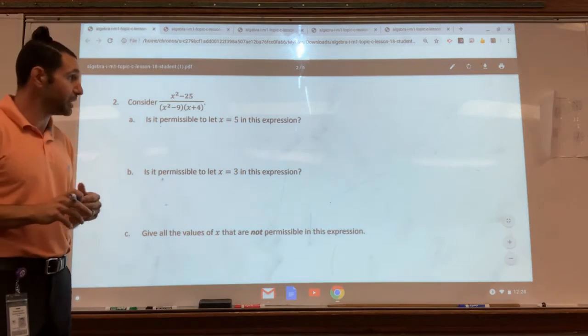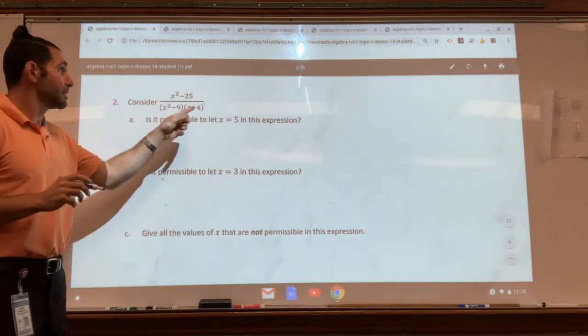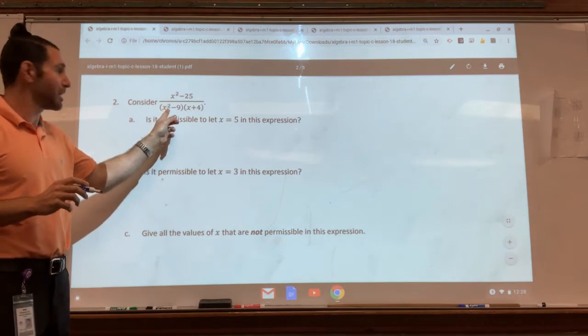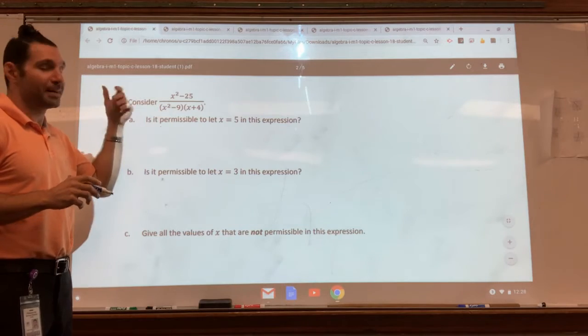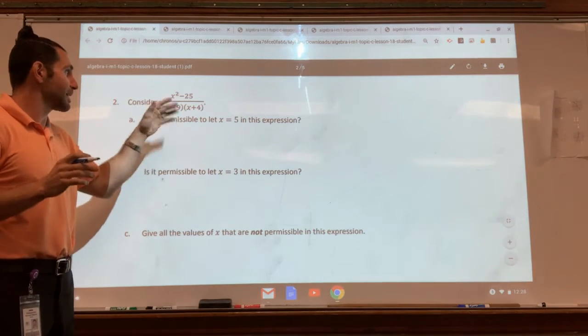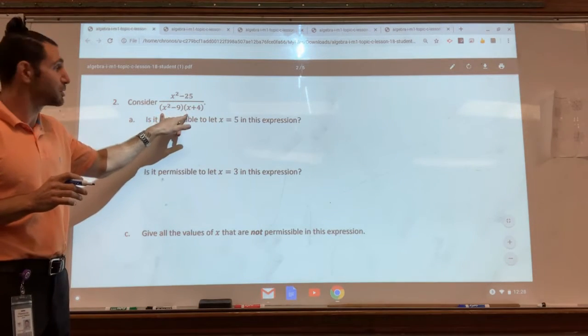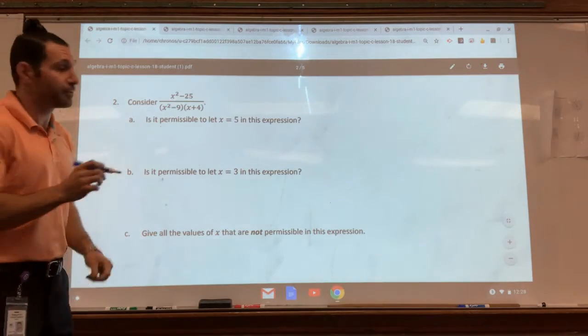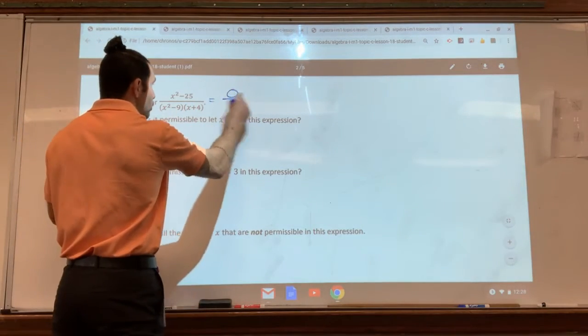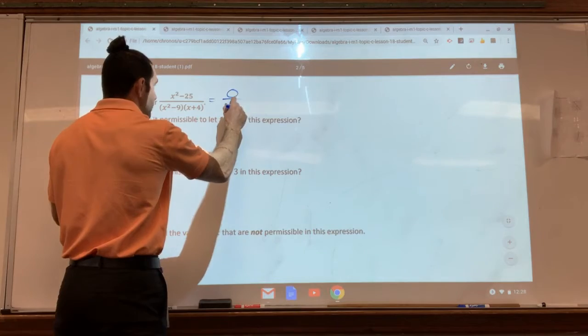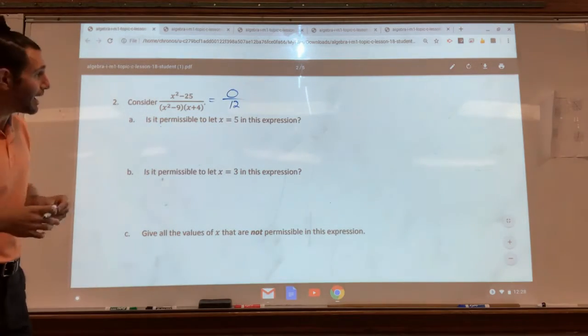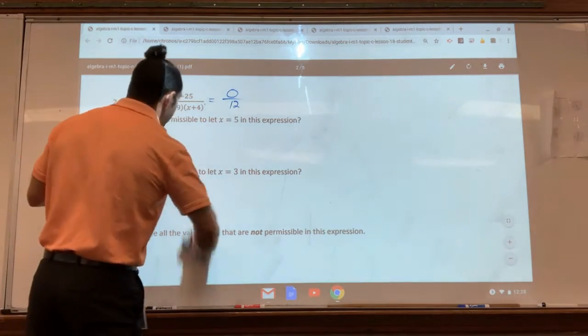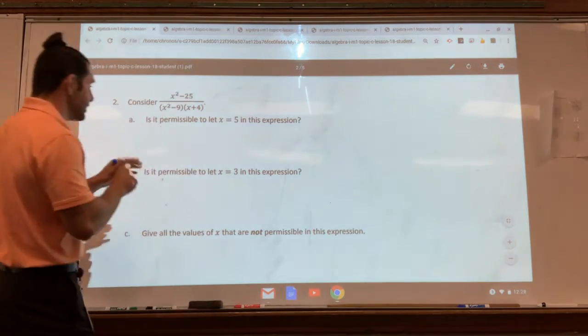So the first thing that we need to do is check to see, can 5 make the denominator 0? 5 squared is 25 minus 9, that's fine. 5 plus 4 is 9, that's fine. Okay, so it doesn't make the denominator 0. 5 squared is 25 minus 25. We've already said that if the numerator is any number, let's call it 12, it doesn't matter. Any number in the numerator that's 0 is fine. So is 5 allowed? Yeah, 5's allowed.